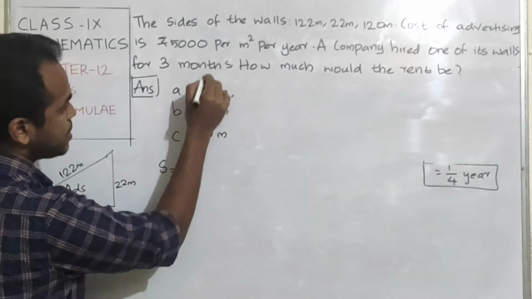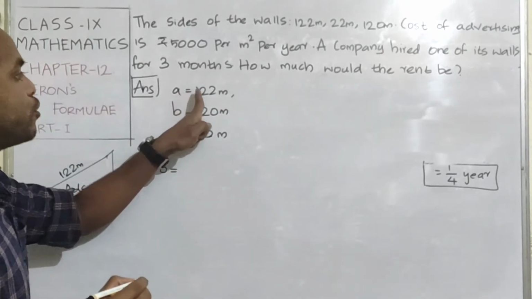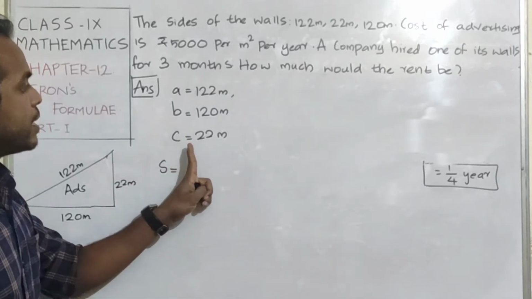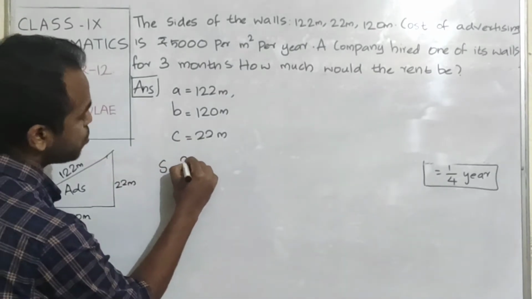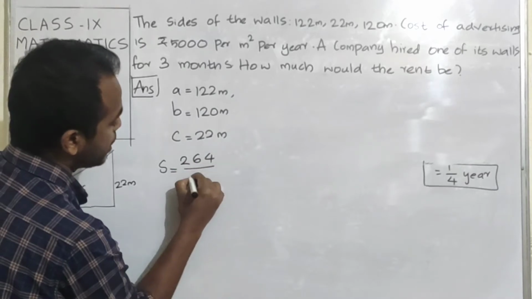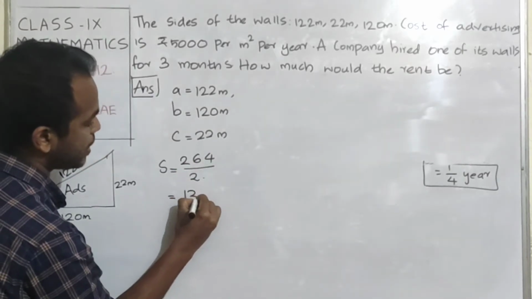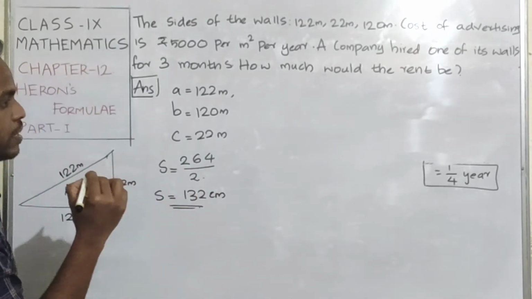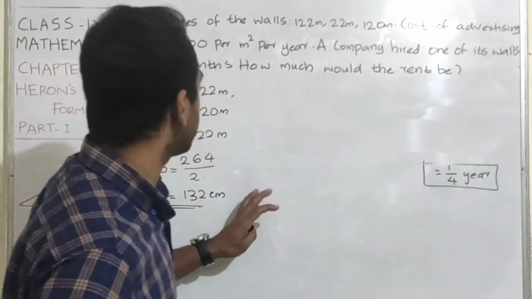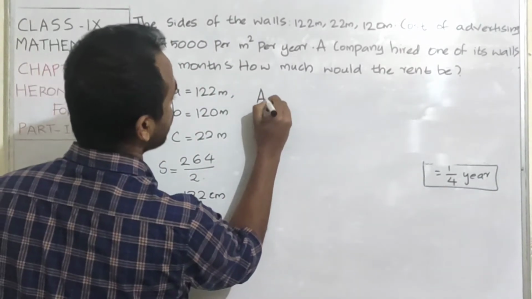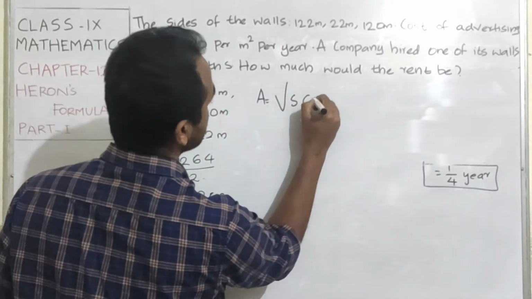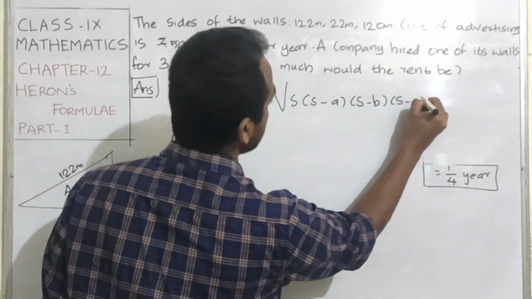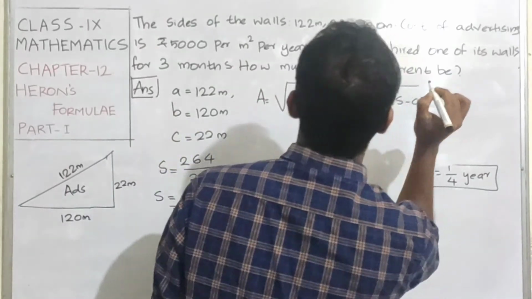What is S? S is the sum of all these three sides. 122 plus 120 is 242. Then 242 plus 22 is 264. Then divided by 2, the semi-perimeter is 132 meter. This is the semi-perimeter. Now we will use the equation that we know. Area is found using the equation root of S into S minus A into S minus B into S minus C. So this is the equation to find the area.